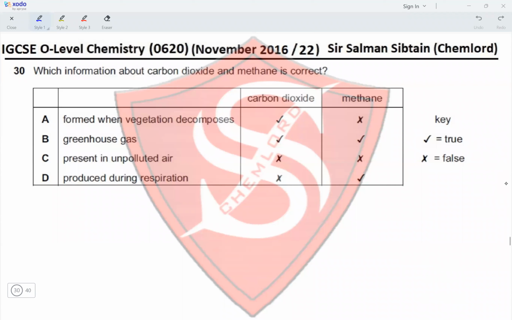Question 30. Which information about carbon dioxide and methane is correct? Form when vegetation decomposes: methane forms, carbon dioxide does not form. Is a greenhouse gas: both are greenhouse gases. Present in unpolluted air: carbon dioxide is present in unpolluted air, methane is not. Produced during respiration: carbon dioxide is produced during respiration, methane is not. So the only one with the correct statement is greenhouse gases, which makes option B the correct option for this question.